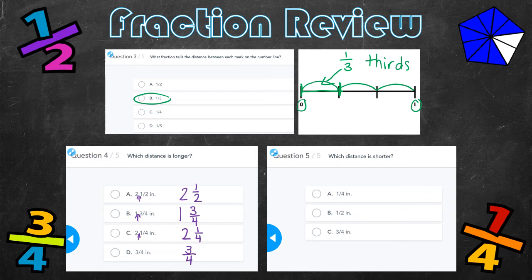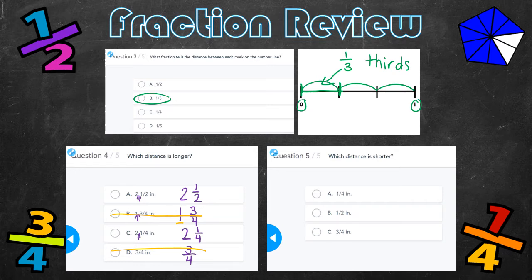which distance is longer. Well, I see that 3 of my numbers are greater than 1 because they're mixed numbers. So I have a whole number and a fraction. I'm going to eliminate this one because it's less than 1. Now I have 3 choices left: 2 1/2, 3 3/4, or 2 1/4. I know that 1 whole is less than 2 wholes, so I'm going to eliminate B, and that leaves me with 2 choices, 2 1/2 and 2 1/4.